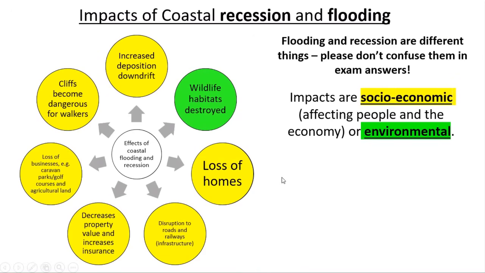So what do we do about it? That's the thing. So you need to be aware, by the way, of a variety of things. That's why I've given you a variety. So loss of homes, disruption of roads and railways or infrastructure, decrease in property value, loss of businesses, cliffs can be dangerous for people like walkers, increased deposition, downdrift. So again, that can be a consequence of coastal erosion. It can mean that there's more sand deposited. That can actually be a good thing. And then habitats are destroyed as the cliffs retreat.